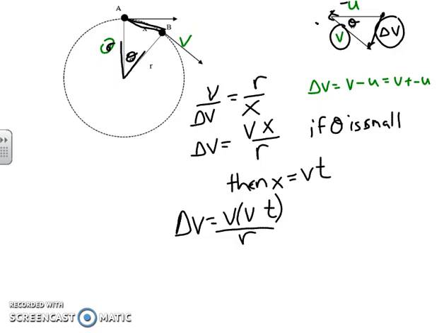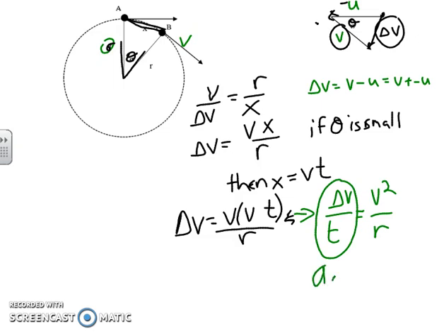All right. What does that give us? Actually, before I do anything else, we can do one more step. Let's move the t to the other side, and we can say delta v all over t is equal to v times v, so v squared, all over r. And what is delta v over t? Well, it's nothing more than our centripetal acceleration. So that's how we derive the acceleration of an object moving in an arc or a circle.